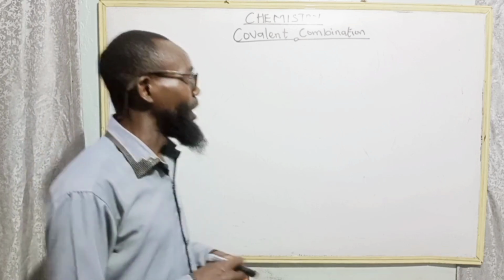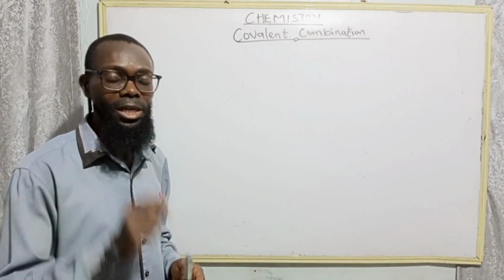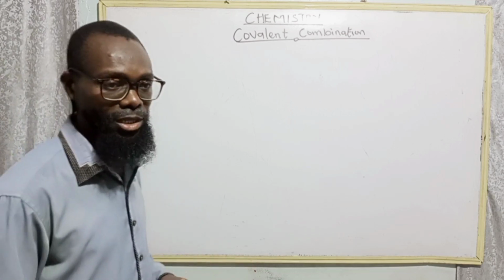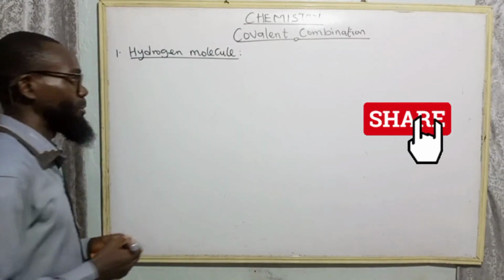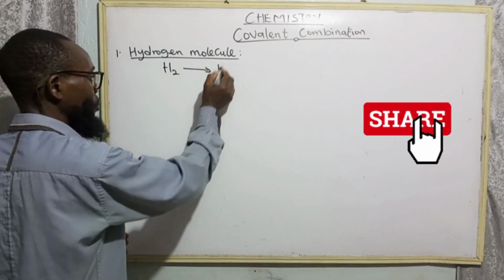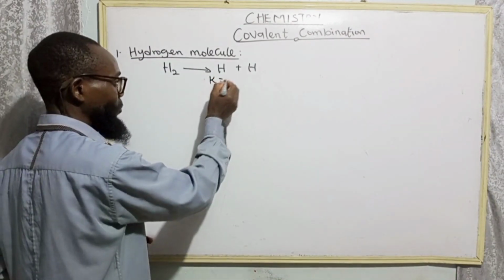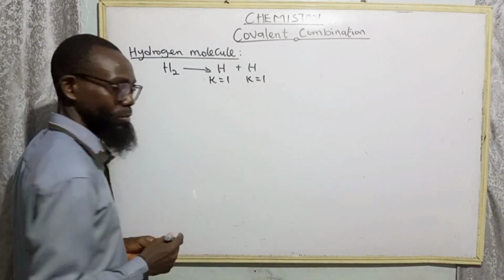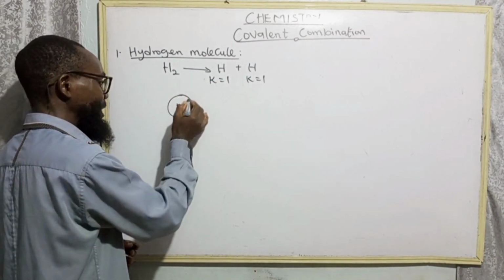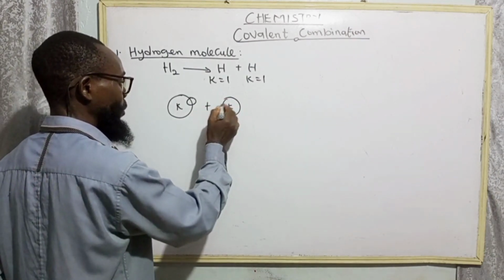Now, when we look at covalent combination, majorly, all covalent combinations lead to the formation of molecules. For example, the formation of hydrogen gas or the hydrogen molecule. The hydrogen molecule can be written as H2. This H2 can be broken up into a hydrogen atom and another hydrogen atom. The first hydrogen atom has a K shell of 1 and the other one of 1. So when we draw the electronic structure of the first hydrogen, the K shell having 1 electron, plus the second hydrogen, the K shell having 1 electron.